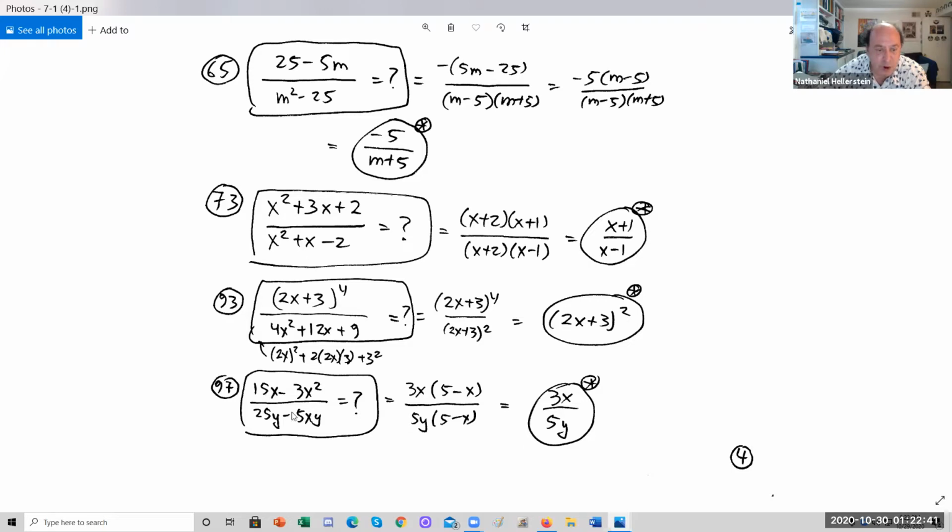15x minus 3x squared over 25y minus 5xy. Well, this has a common factor of x and also of 3, so 3x. Dividing it out, you get 3x times 5 minus x. 25y minus 5xy has a common factor of y, also of 5. Pulling out the 5y, again, you get 5 minus x. These cancel, getting 3x over 5y.